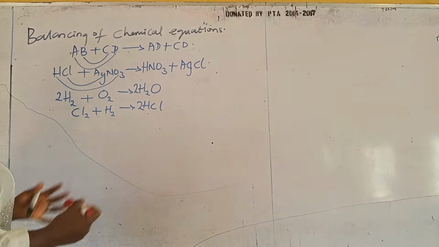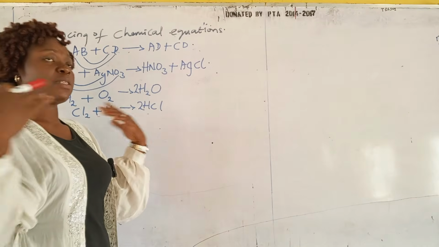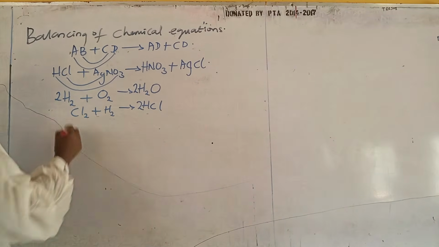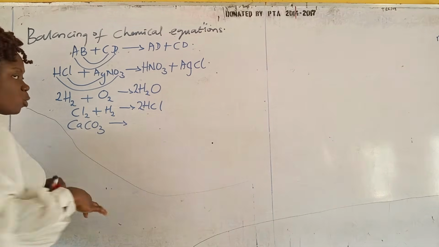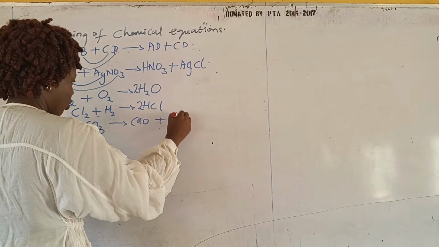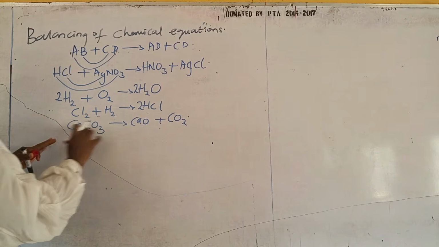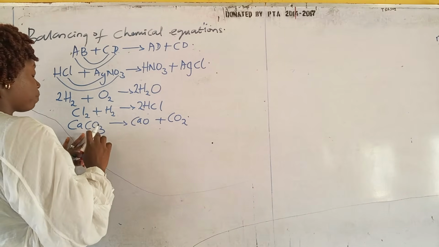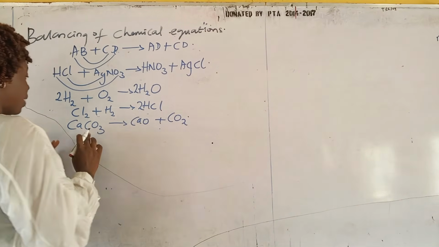Okay, so we can also have what we call the decomposition reaction, whereby you have a particular compound breaking into other compounds. A very beautiful example is your calcium carbonate as well. So my calcium carbonate is going to break into calcium oxide and my carbon dioxide. So my calcium here is 1, oxygen is 1, then my O3, my oxygen is 2 here, 2 plus 1 will give me 3, so that balances it.